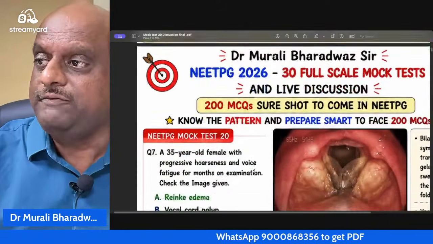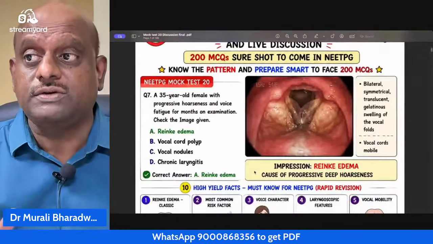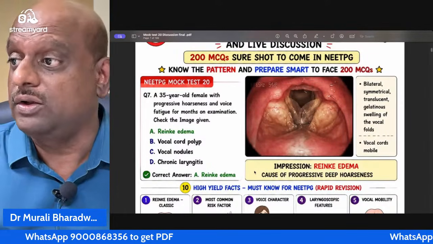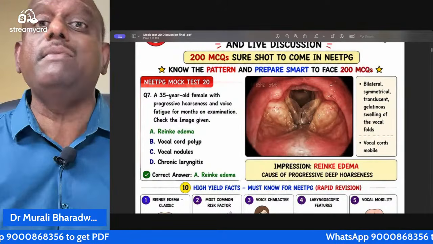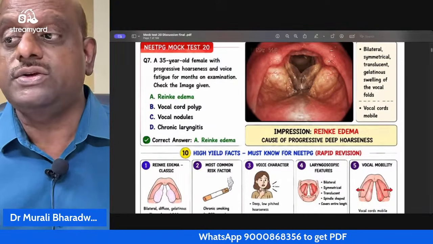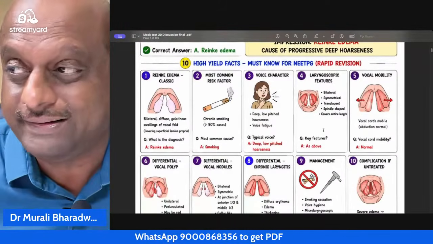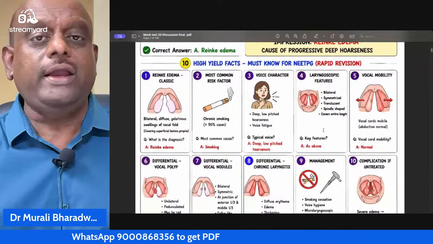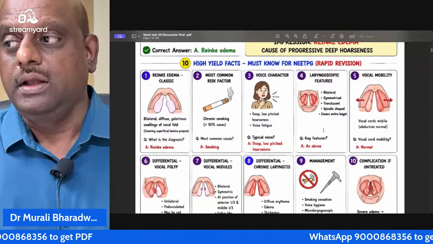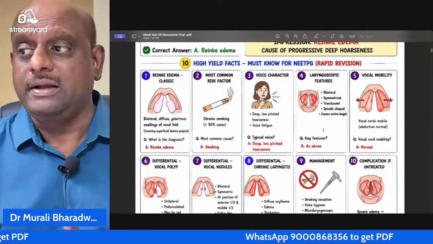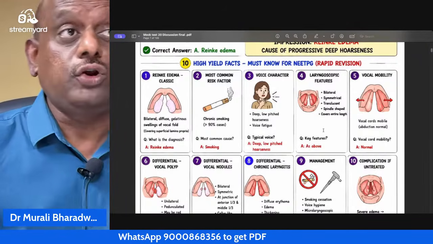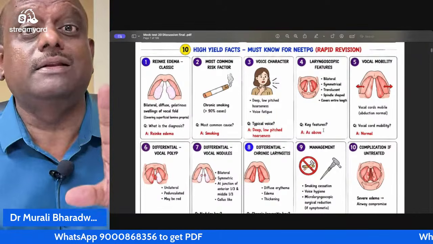Now, doctor, 35-year-old female with progressive hoarseness of the voice, fatigue for months. You are able to see on examination bilateral, symmetrical, translucent, gelatinous swelling of the vocal cords. This is called Reinke's edema. Chronic smoking is the most common cause for the Reinke's edema. The typical voice will be deep, low-pitched with the hoarseness. But if you look at the vocal cord mobility, it will be normal in Reinke's.